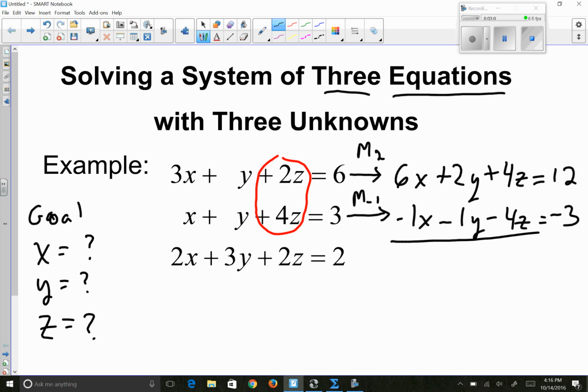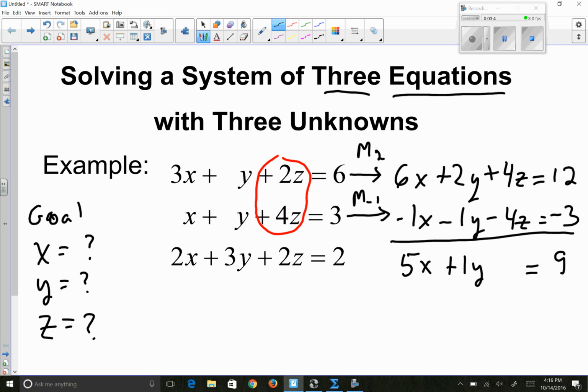Add these columns and the z will disappear. Add the columns, that's the next step. Add 6x and negative 1x. 5x. Add positive 2y and negative 1y. That's positive 1y. Positive 4z and negative 4z is 0z. We'll write nothing here. And on the other side of the equal sign, we add 12 and negative 3. We get positive 9. So when you're doing all of these operations, there's a lot of them, so just be very careful.